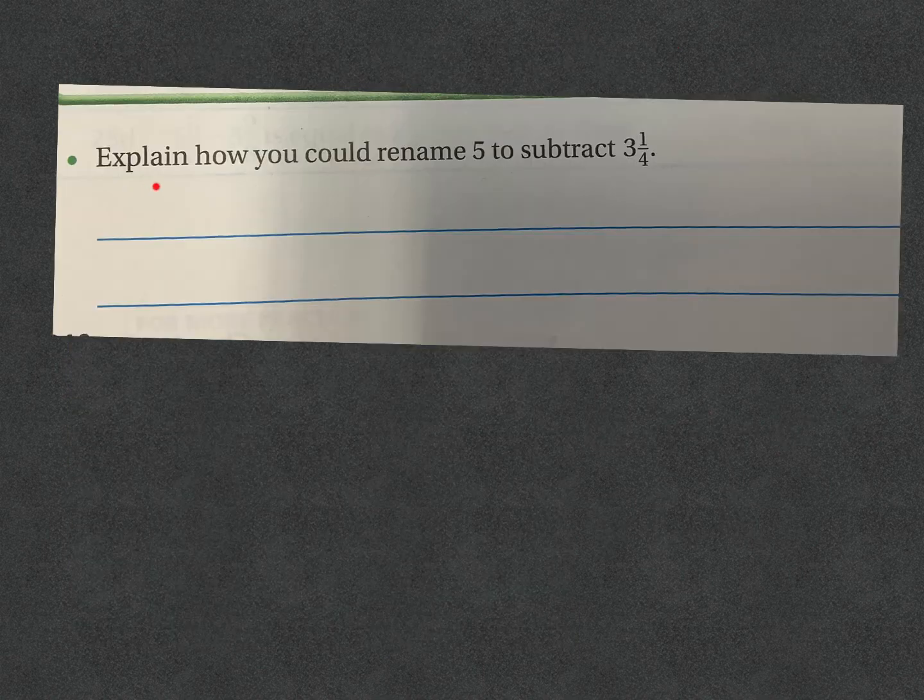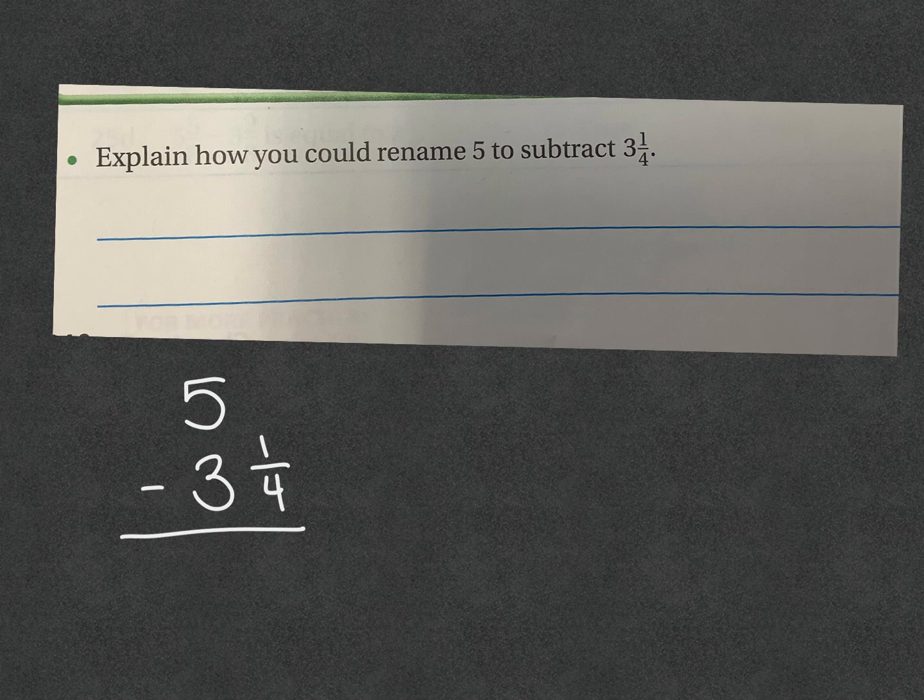This question at the bottom of that page says, explain how you can rename the whole number 5 to subtract 3 1/4. So what if I start with a whole number with no fraction and I have to subtract 3 1/4? Remember, subtraction is not commutative. I can't flip things around and go in whichever order I want. Addition is, multiplication is, but subtraction is not. And if I don't have a fractional amount to subtract here, there's nothing to take away. So I need to create this fractional amount.